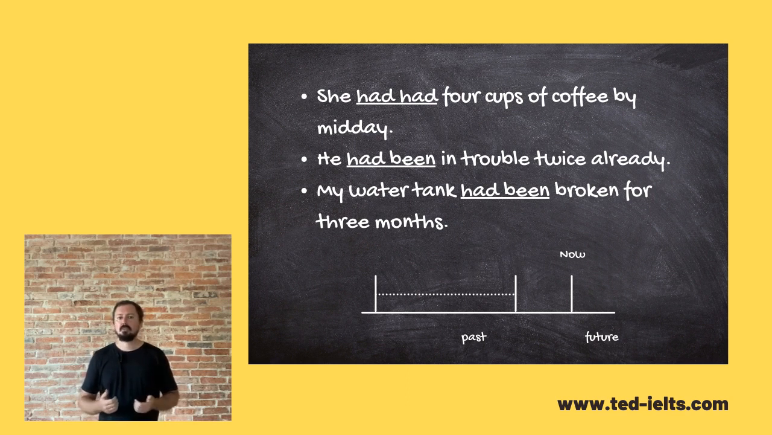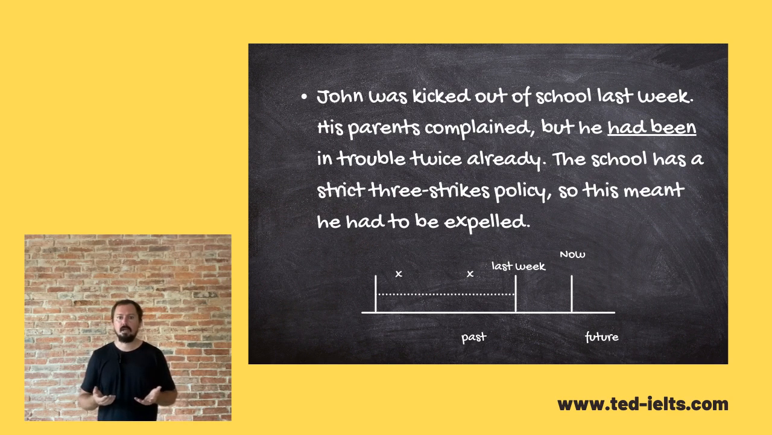In each case, we're looking back further into the past from another point in the past. Note that in some of these examples, the time frame was implied. In real-life situations, this would have been stated. For example, if someone said he had been in trouble twice already, then a time would have been mentioned in the previous sentence or sentences.